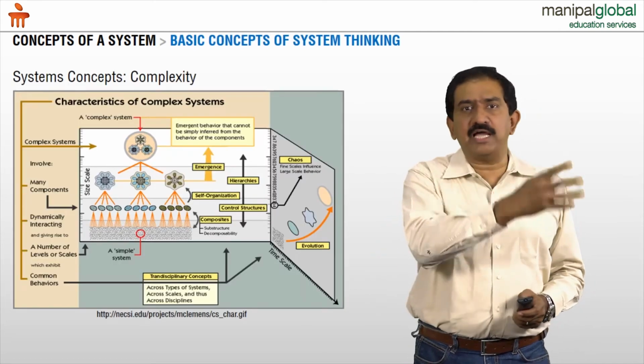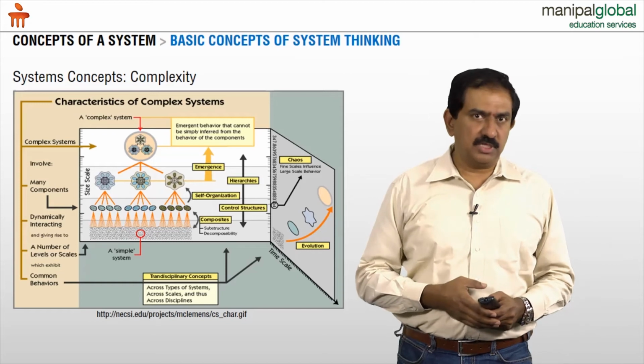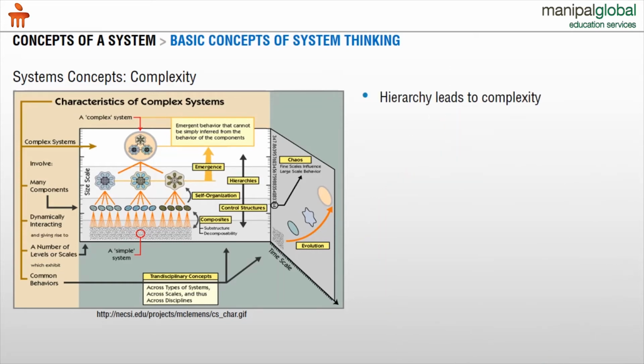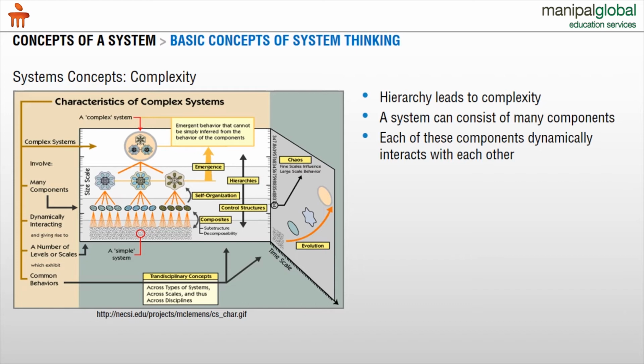Now we spoke about hierarchy as one of the first concepts. Hierarchy by definition leads to this concept of complexity. Remember, a system consists of multiple subsystems, and those subsystems in turn can have subsystems. That's what we conceptualized as nested hierarchy. Complexity takes this a step further. It says that a system can consist of many components. Each of these components is now dynamically interacting with each other.